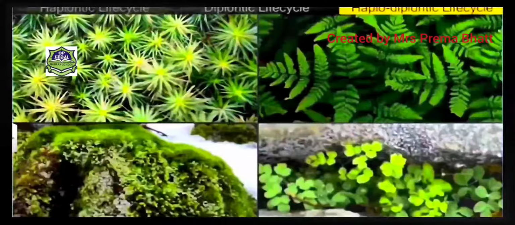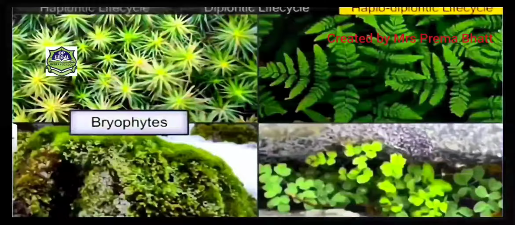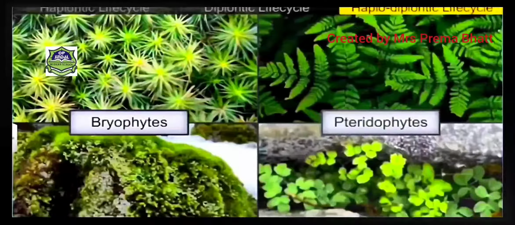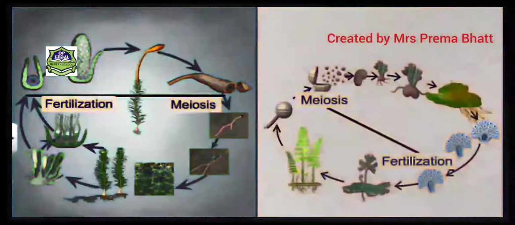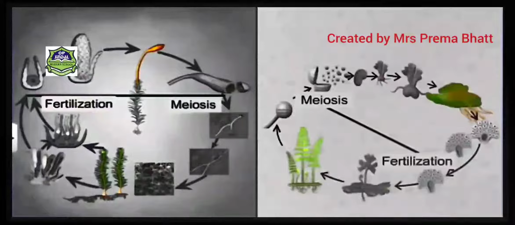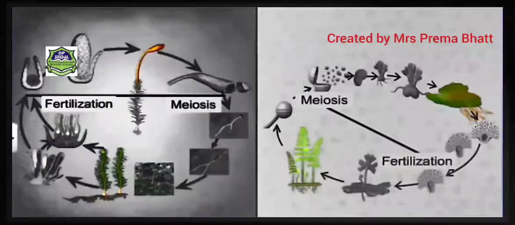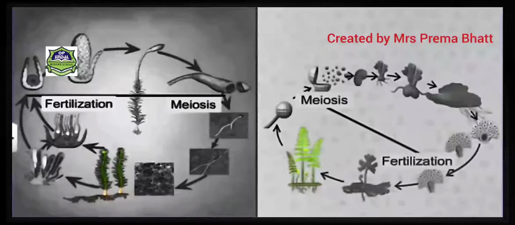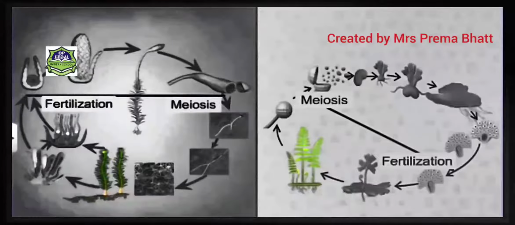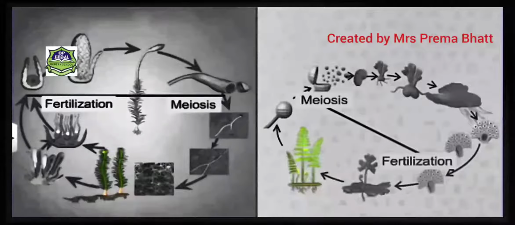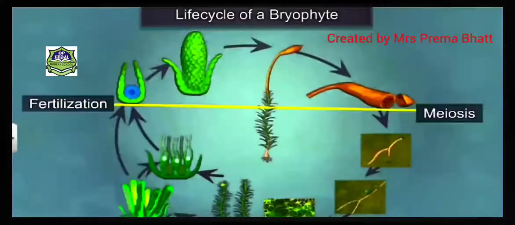The third type of life cycle is shown by bryophytes and pteridophytes. It is called the haplodiplontic life cycle. In both these plant groups, they have well developed gametophytic as well as sporophytic phases. These phases are not just restricted to a few cells, but there is a difference between these two life cycles.